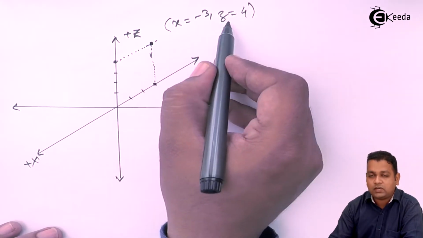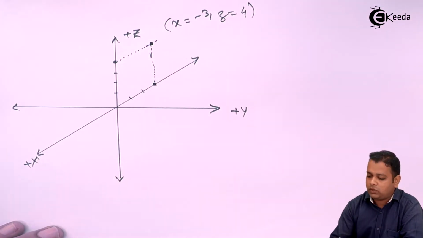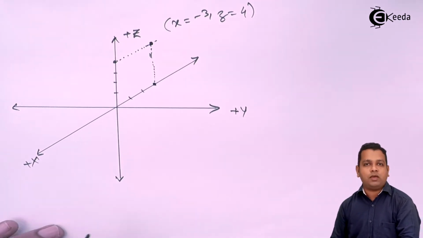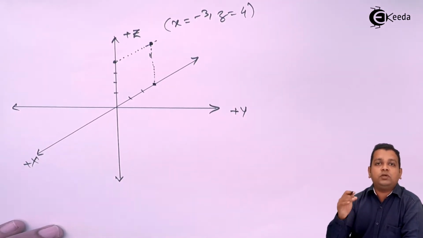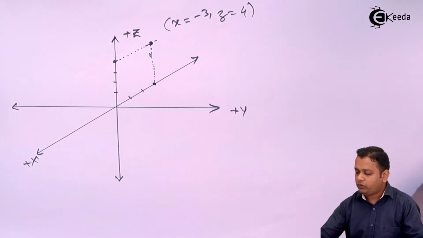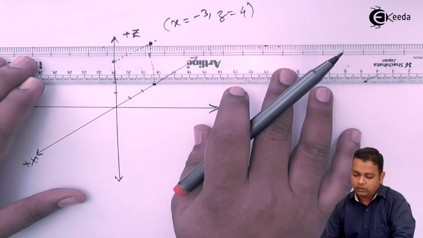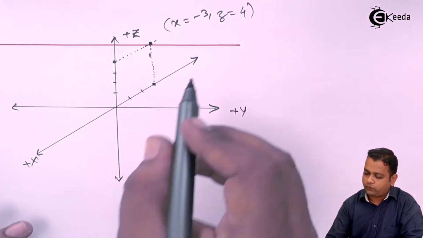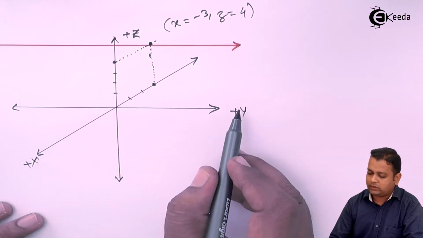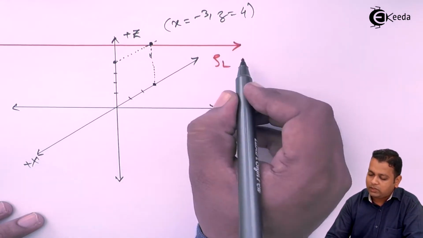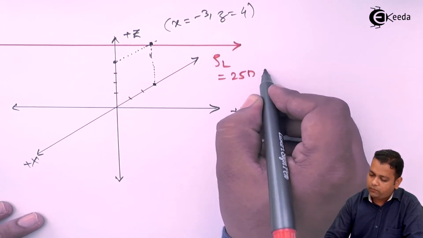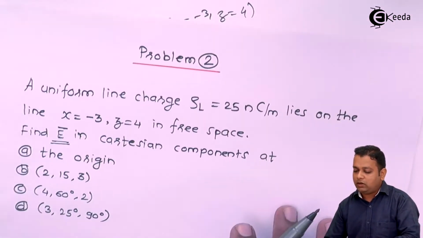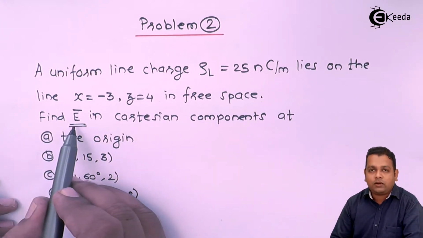We have fixed the values of x and z. Y values we have not fixed. So it means it is a line which passes through this particular point, and that is parallel to y axis, because y can hold the values minus infinity to plus infinity. So I draw a line with a different color. Let us say this is the line which is parallel to y axis. So this is our line where the line charge rho L is given as 25 nanocoulomb per meter. Now because of this line charge, in Cartesian components, we have to find electric field intensity.